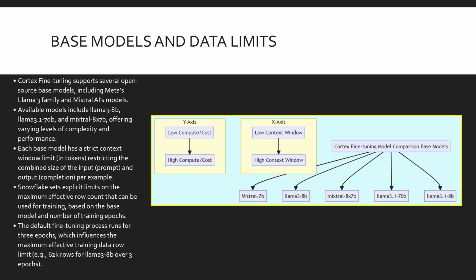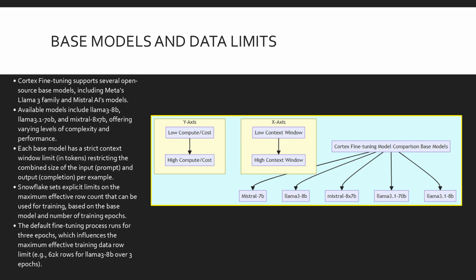You must know that the default fine-tuning process is configured to run for exactly 3 epochs. This default setting is critical because you must factor this number into your calculations when determining the maximum volume of training data rows that your chosen model can successfully and efficiently utilize within the given resource constraints, ensuring optimal performance. We learned that models like Llama 3 and Mistral AI are available for fine-tuning. The crucial constraints are the context window size for the prompt, completion pair, and the effective row count limit, which is affected by the 3-epoch default.